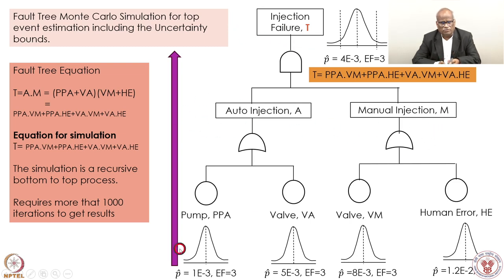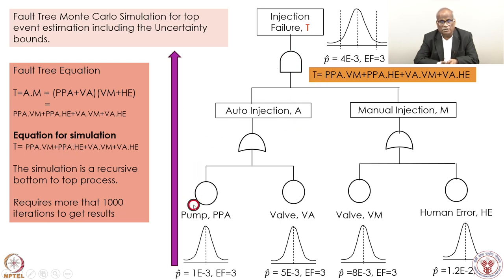So what we do is, we assign the probability 1 times 10 to the power minus 3 and an error factor, and we provide the description of the distribution. Through the error factor we are giving a log normal distribution. Similarly for probability 5 times 10 to the power minus something. So for each basic node, we are giving a failure probability and error factor. And now we have this final equation.